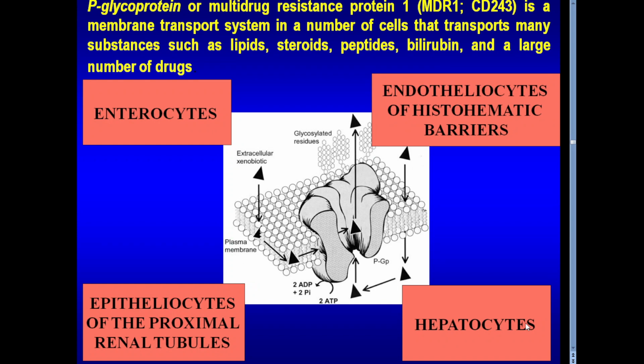Influence on P-glycoprotein. So, glycoprotein P or P-glycoprotein, or second name, multi-drug resistance protein 1, MDR1. This is a membrane transport system in a number of cells. This transport system transports many substances such as lipids, steroids, peptides, bilirubin, and a large number of drugs. For example, in enterocytes of intestine, in epitheliocytes of the proximal renal tubules, in hepatocytes, in endotheliocytes of histohematic barriers. So influence on this transport system, of course, change transport of drugs.